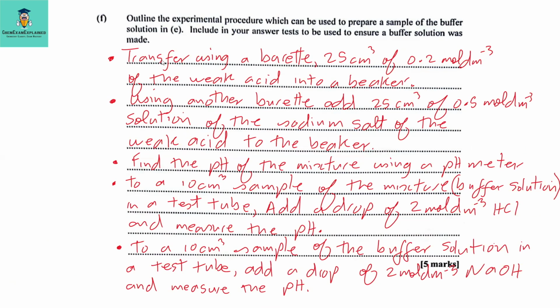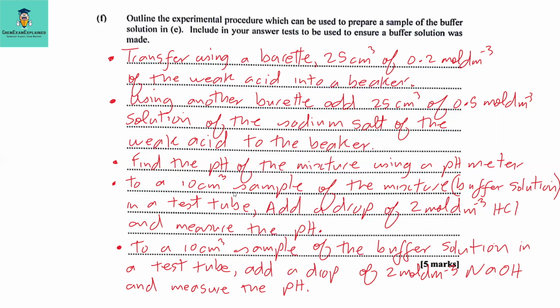First thing we're going to do is transfer, using a burette, 25 cm cube of the 0.2 mole per dm cube of the weak acid into a beaker. Using another burette, we're going to add 25 cm cube of 0.5 mole per dm cube solution of the conjugate base, which is the sodium salt of the weak acid, and that will be added to the beaker. We're then going to find the pH of the mixture using a pH meter.